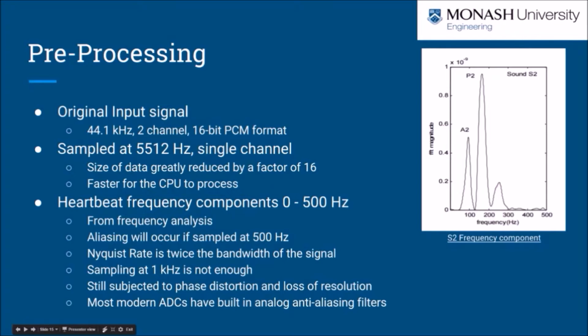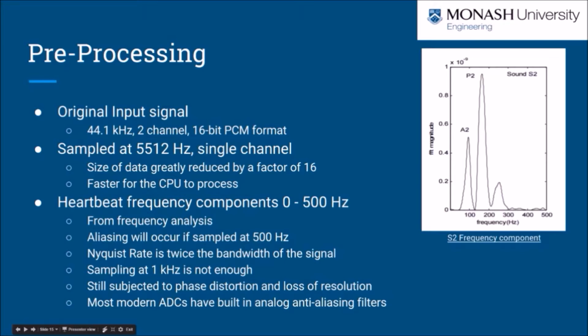Also, sampling at 5512 Hz will capture 1/8 of the data than 44.1 kHz. So effectively, we reduce the data again by a factor of 8. So in total, the amount of data that we work with is 16 times less than if we chose to use the original input signal. This will make file processing faster on the iOS device's processors as well, as there is significantly less information to work with. Through frequency analysis, we found out that the frequency components of a heartbeat is between 0 to 500 Hz.